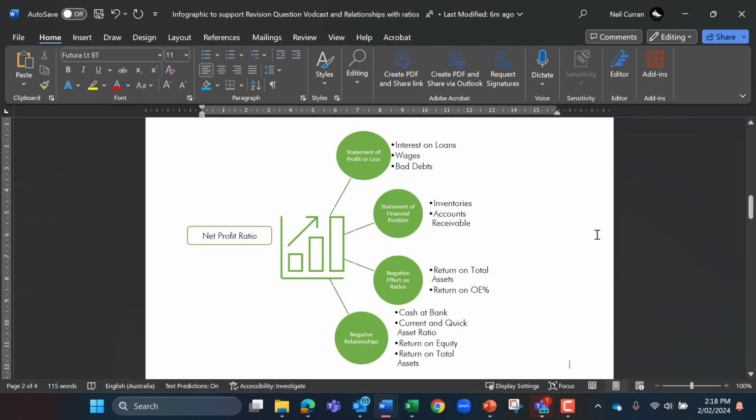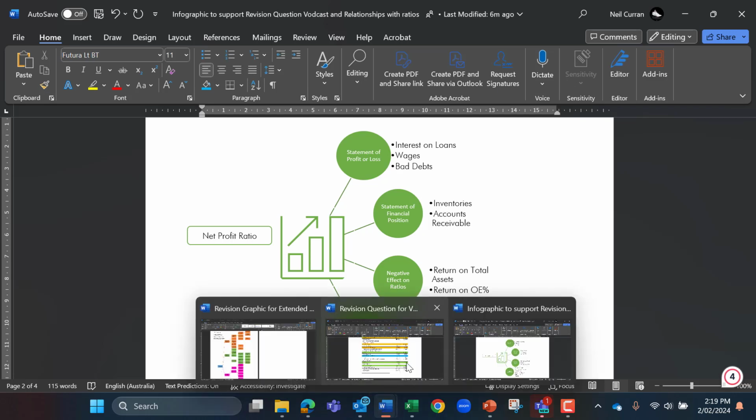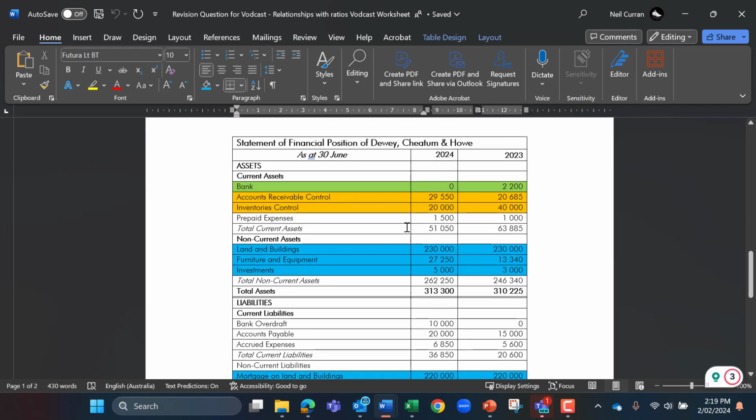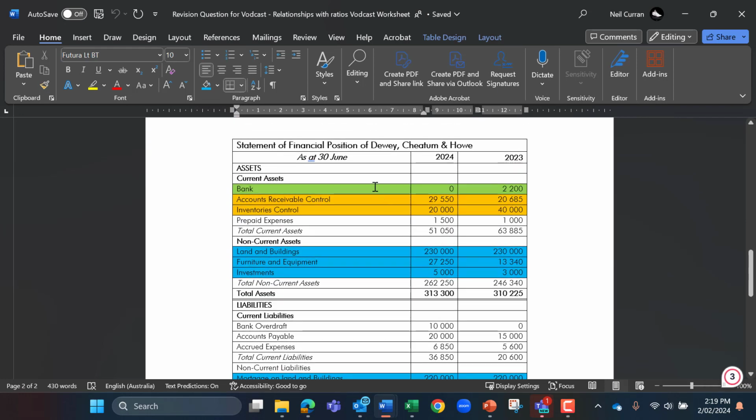Now, using this infographic, you can see here when you're in planning, you might have two or three highlighters, and you'll use one highlighter to highlight on your statement of financial position and statement of profit and loss these three accounts. Now, what the net profit ratio is affected by on the statement of financial position are two main accounts, that being inventories and accounts receivable. These two main accounts will also affect the gross profit. So I've highlighted that in green to start off with.